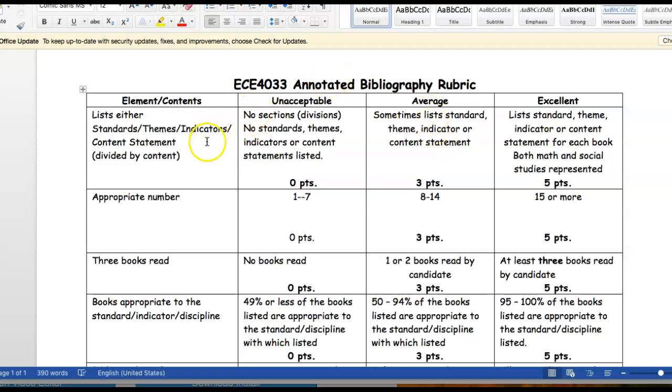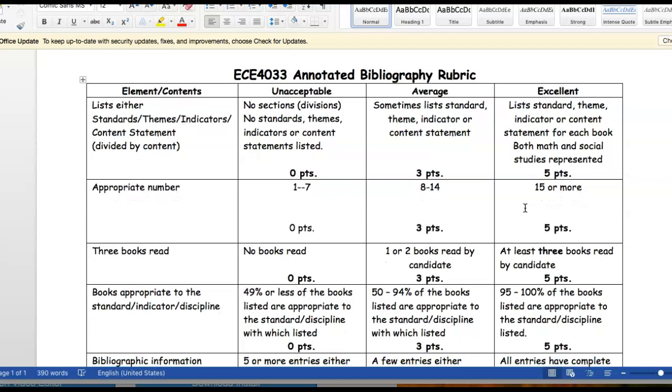You'll notice that this is a progressive rubric. It starts out unacceptable, no divisions, no standards, themes, indicators, or content statements listed. And then it continues on. Where excellent is list standard, theme, indicator, or content statement for each book. Both math and social studies are represented.